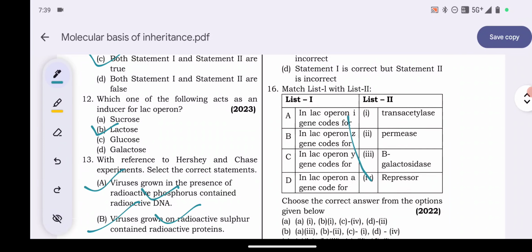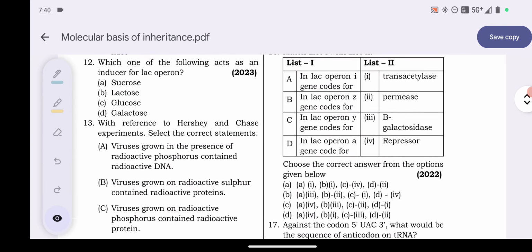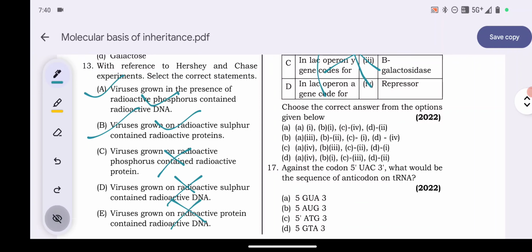Option 4: Z gene codes for beta galactosidase. Option 3: Y codes for permease. Option 2: And A gene codes for option 1, trans-acetylase. So 4 3 2 1 is the order of the options. Option number C is your answer.